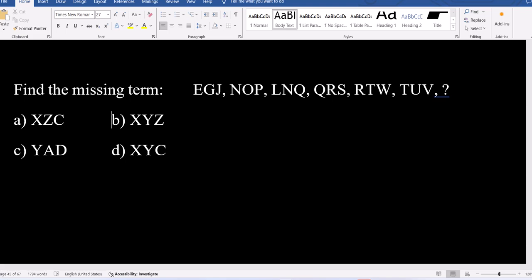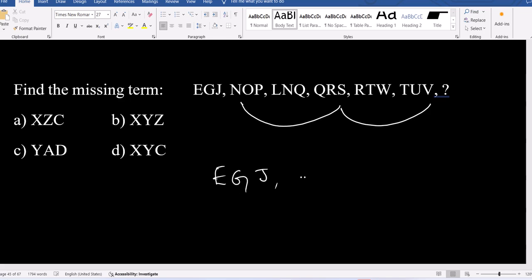NOP, LNQ, QRS, they are given. So I think this is a series: NOP, QRS, NOP, P after QRS, TUV. This is all a perfect series, right? So that's fine, you can ignore it. Focus on the other things.